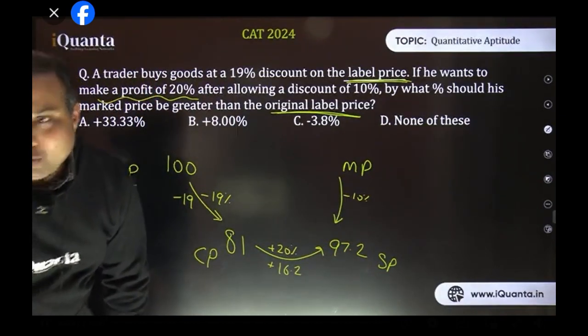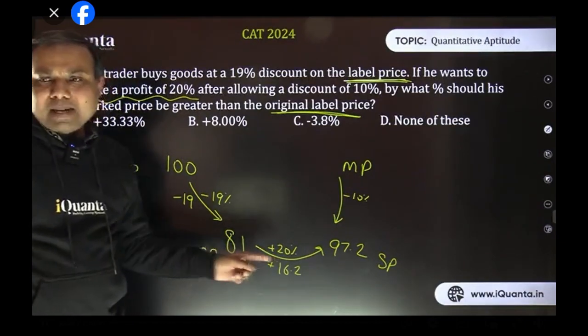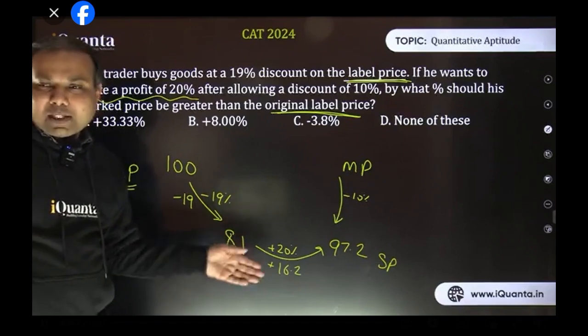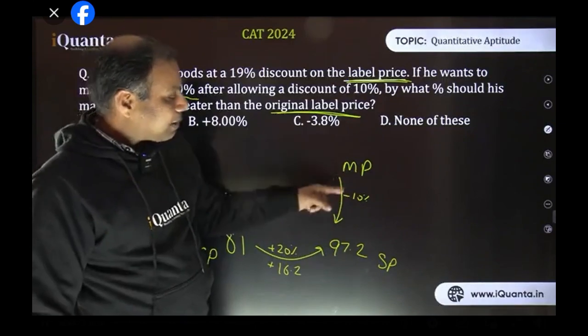Someone was asking how 16.2, Rishabh. Arre baba, you need 20% profit on 81, so how much will 20% of 81 be? 10% is 8.1. So 8.1 plus 8.1 is 16.2. Fine. Yes. So after giving the 10% discount, we are getting 97.2.